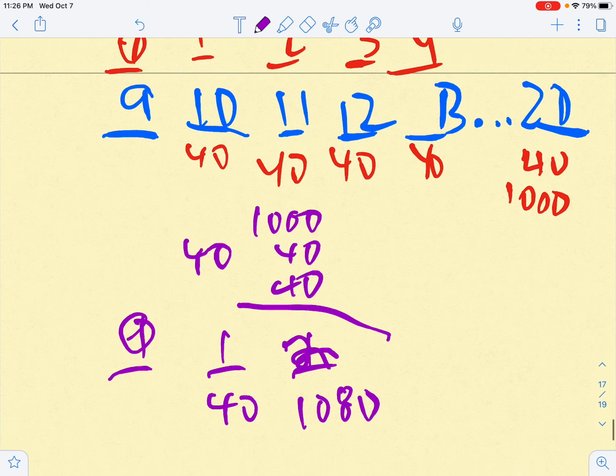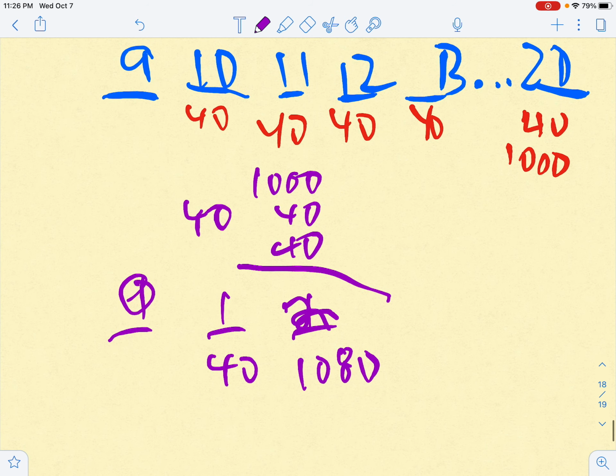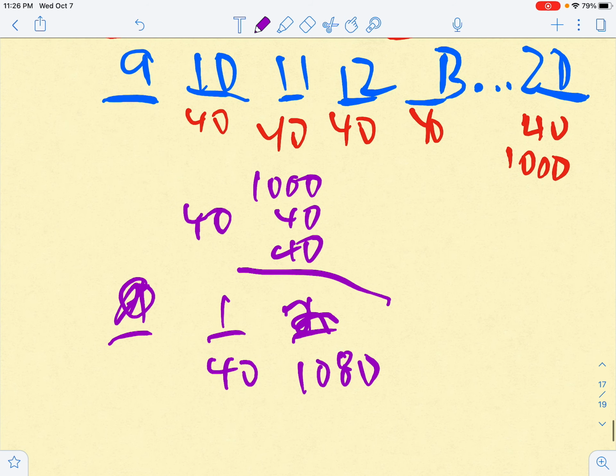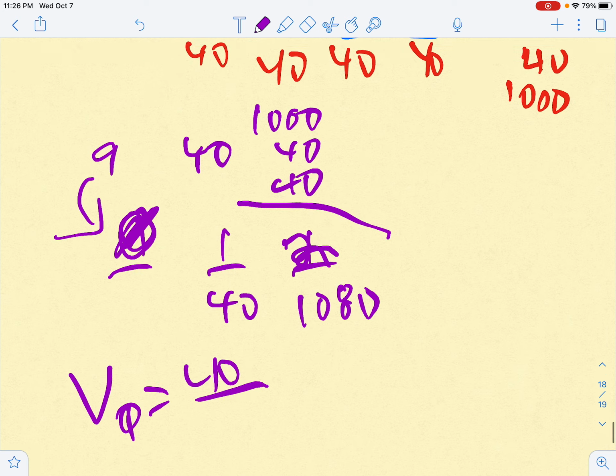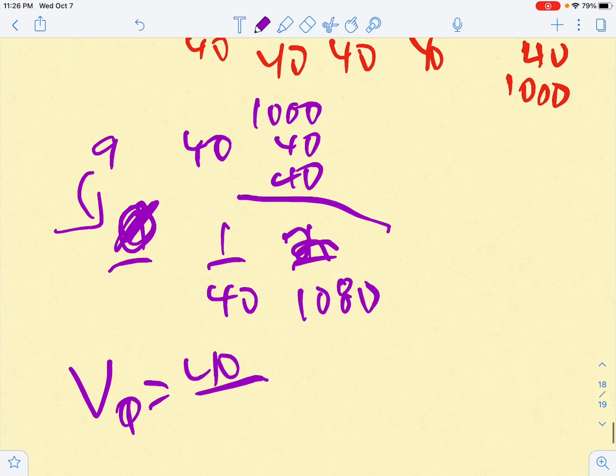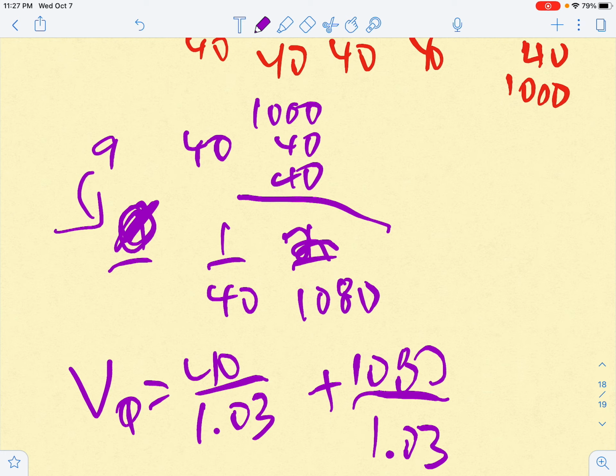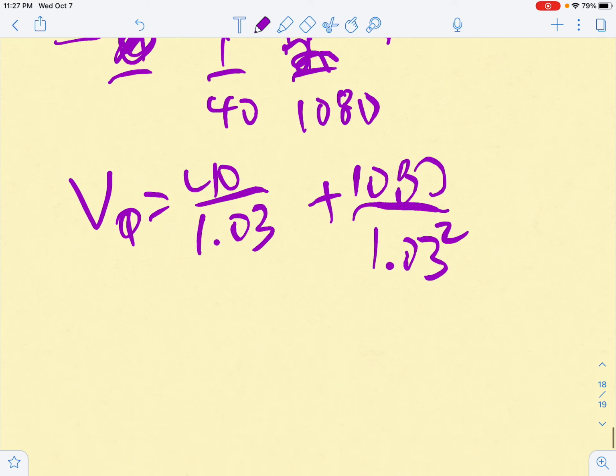Okay, so now the price of the bond at date 0, which is the original date 9, becomes, so the value at date 0 will be 40 divided by 1 plus the new yield. New yield is 3%. Plus 1,080 divided by 1 plus the new yield squared, because we're going back in time 2 periods. And so that would be the price of the bond, rather than what it would be if the bond was not callable.